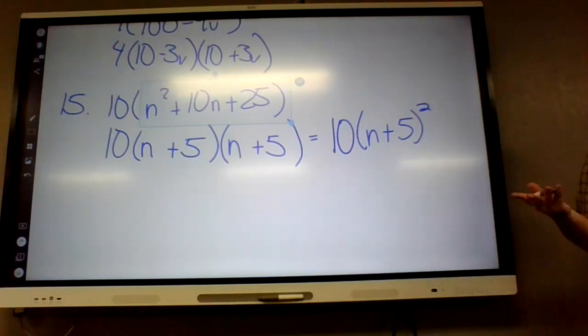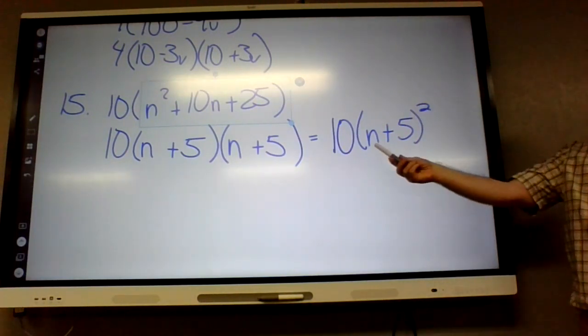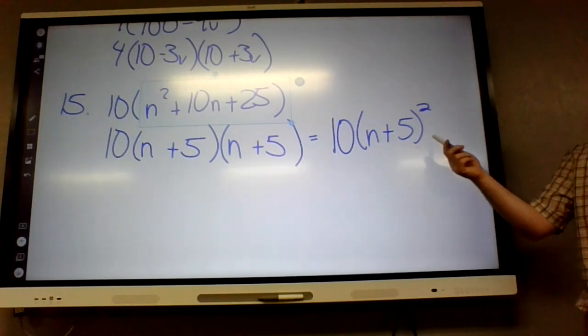Well, if we were doing the book and this was an odd, they would put n plus 5 squared. Do you have to do that? No, but.